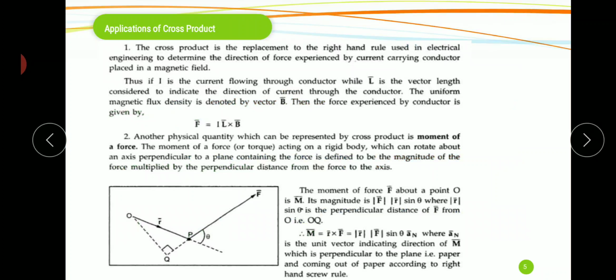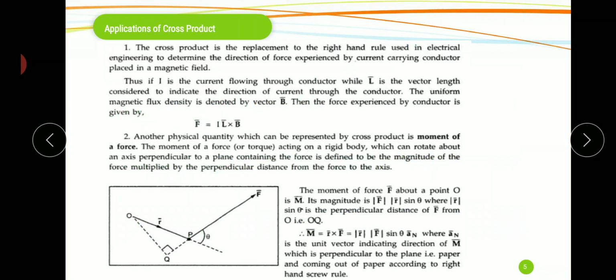So what is the application of cross product here? Let us discuss that. Here I is the current flowing through the conductor, while L is the length of the conductor, and it indicates the direction of the current, because whatever the shape of the conductor, that is the direction of the conductor. So here the L direction, L meaning the length of the conductor, indicates the direction of the current.